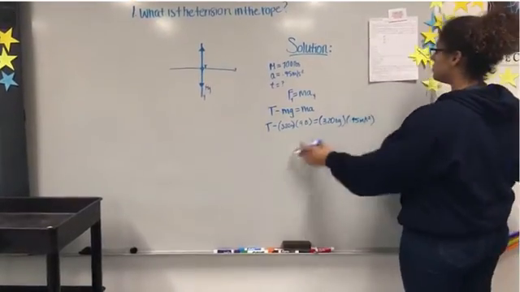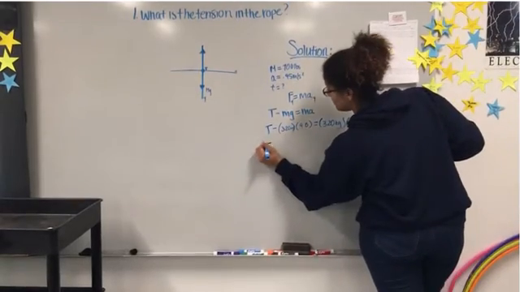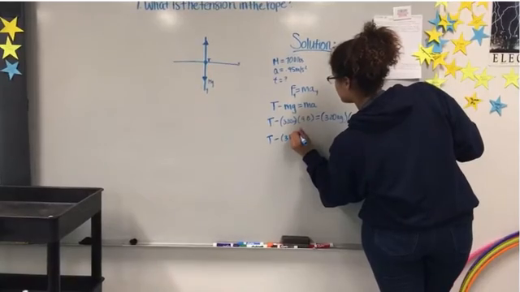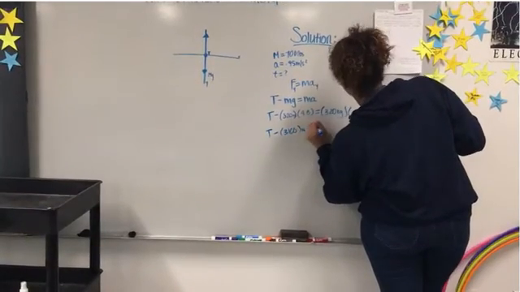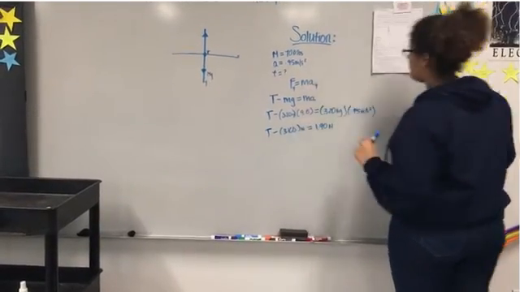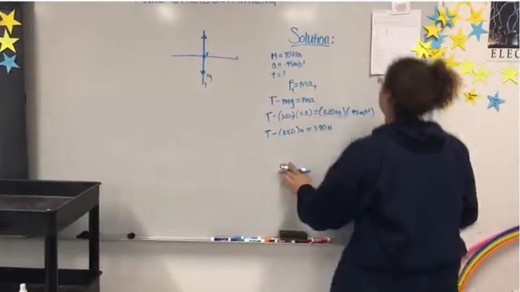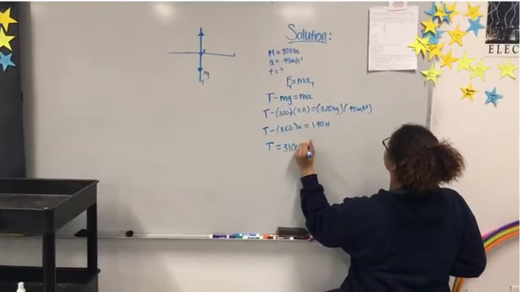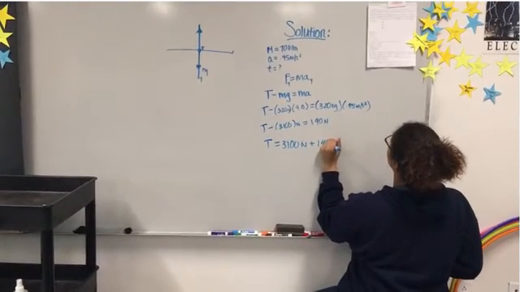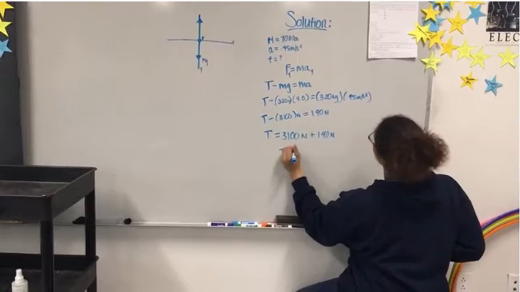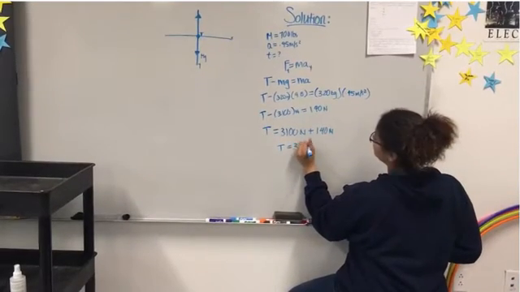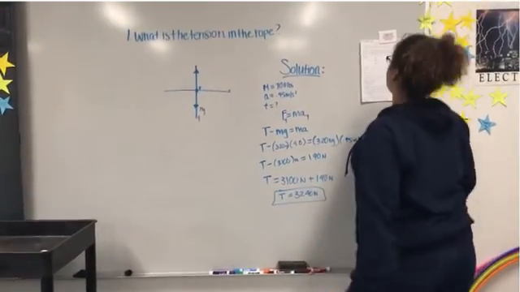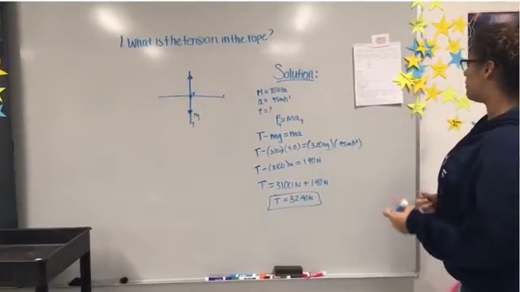So now once you plug all this in, you're going to get T minus 3100 newtons equals 140 newtons. And then we're just going to math this out. So T equals 3100 newtons plus 140 newtons. So tension equals 3,240 newtons. So the tension within the rope is 3,240 newtons.